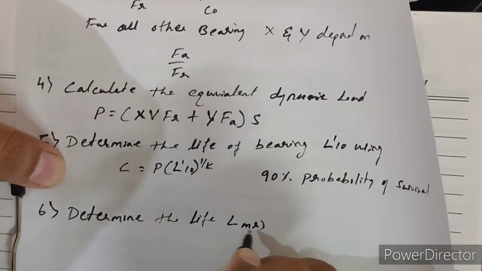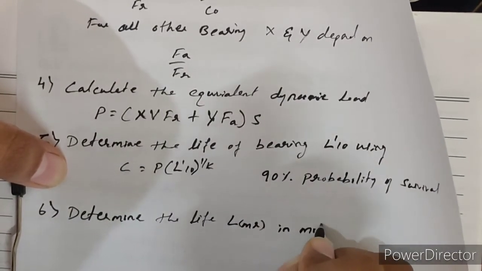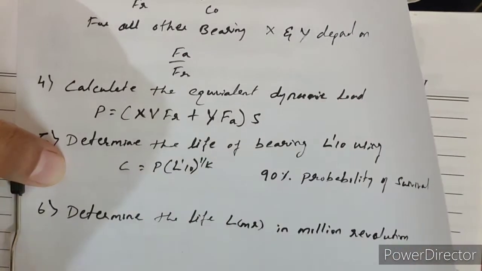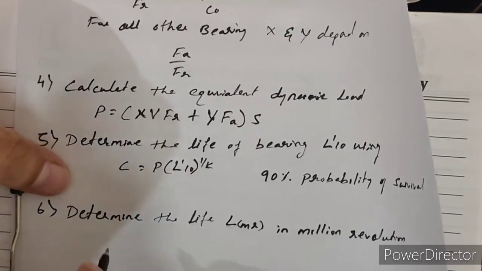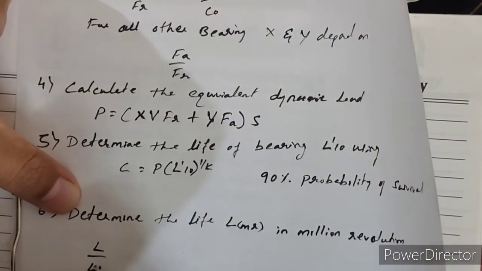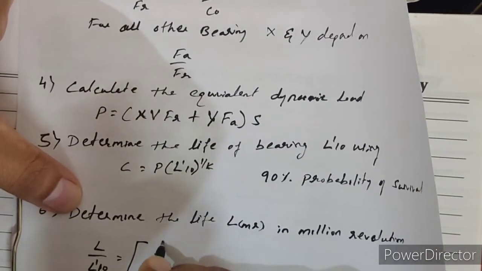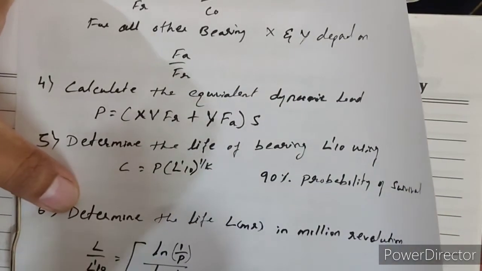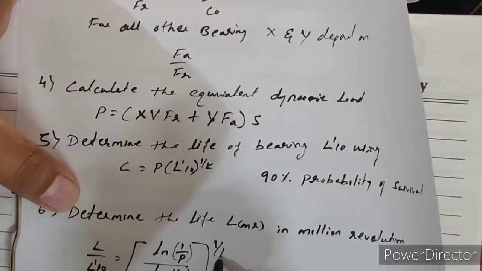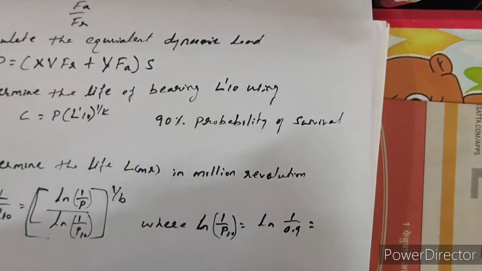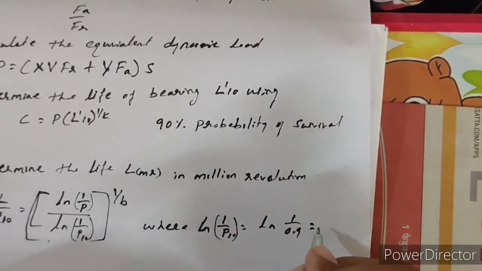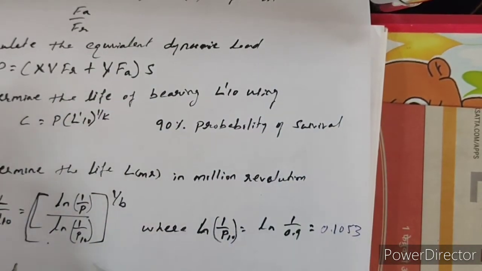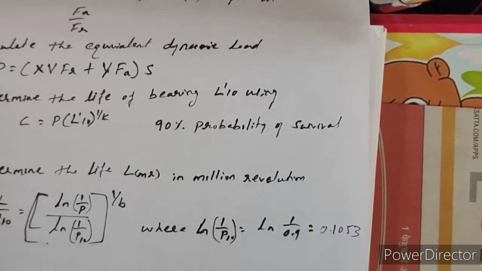Further, step 6, to determine or express the life in million revolutions, LMR. Okay, it's a million revolution. Which is given by L by L'10 equals ln 1 by P divided by ln 1 by P10, whole raised to 1 by B. Where ln 1 by P10 equals ln 1 by 0.9, which when we calculate will come to 0.1053, we'll substitute this value in the equation.